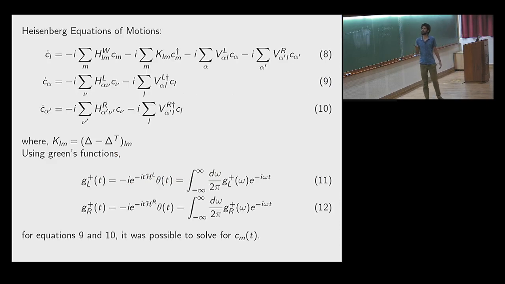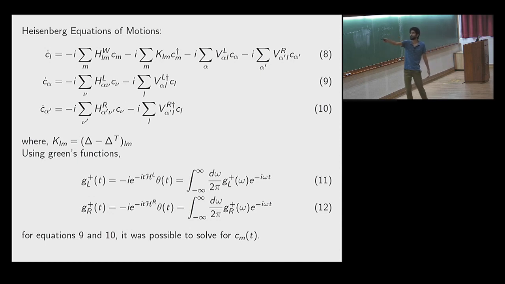Now let's look at the Heisenberg equations of motion. This first one is the Heisenberg equation of motion for the system operator C_L dot. The first, second, and third are the Heisenberg equations of motion for the bath on the left and the right. The primes are the right. Now, was it possible to solve this? The answer is yes.